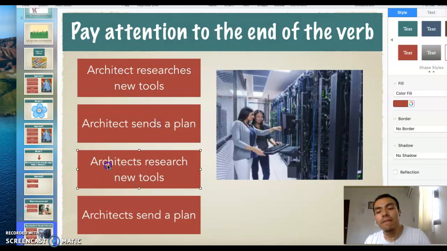If the subjects are plural, like architects, it's not necessary to do this.